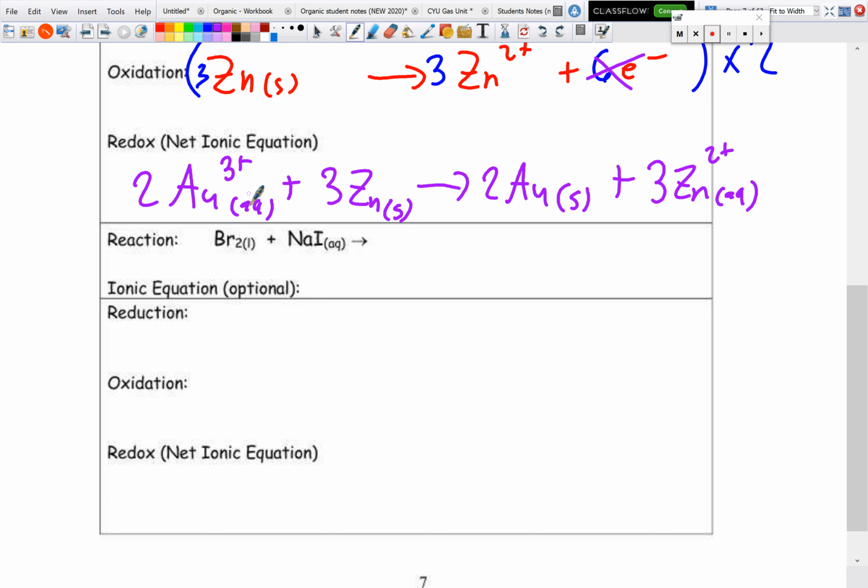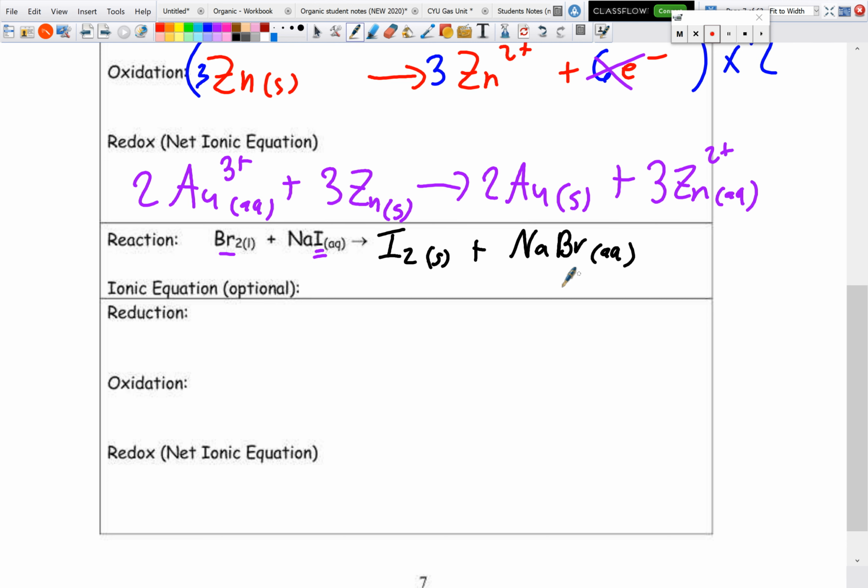So this is a single replacement reaction. Again, the one thing you do have to realize is that the bromine is going to replace the iodine this time, because non-metal is going to replace non-metal. So our new element in this case is going to be iodine. It is a diatomic. And then our new ionic compound is going to be sodium bromide. In this case, it's the sodium that's going to be the spectator ion.